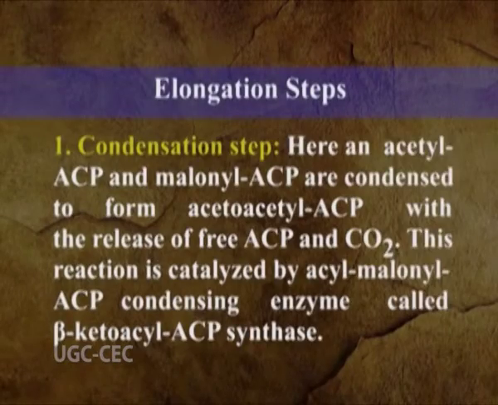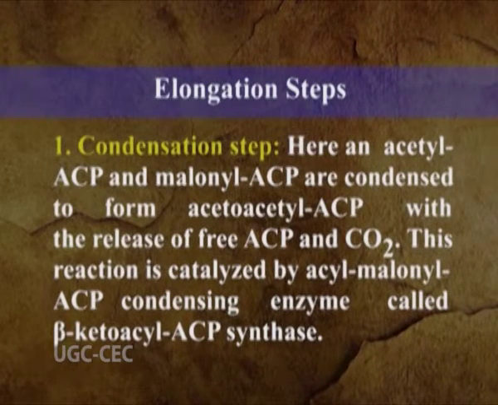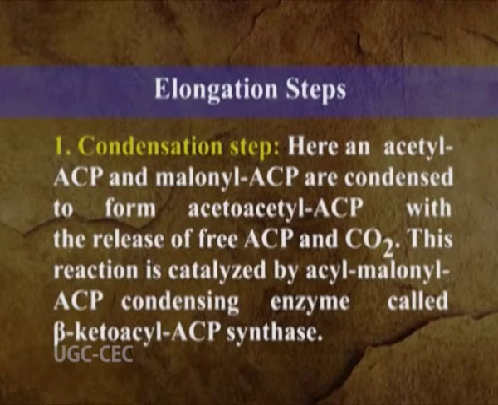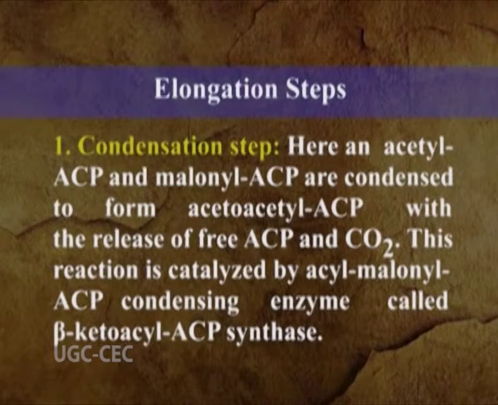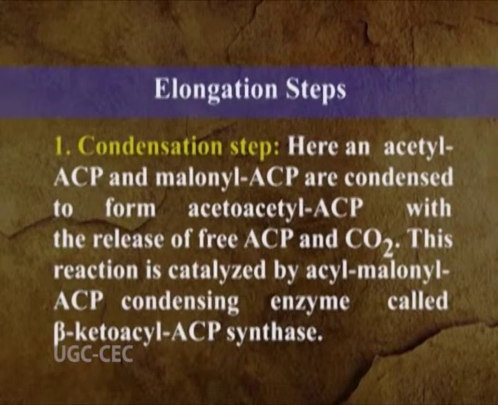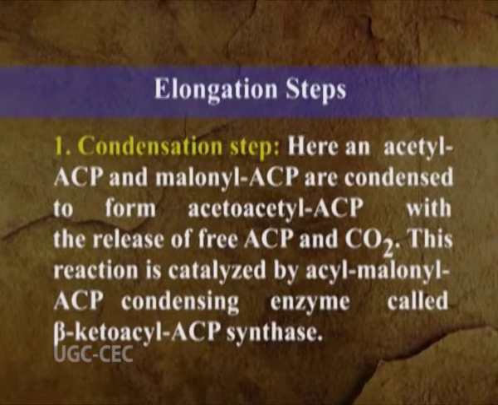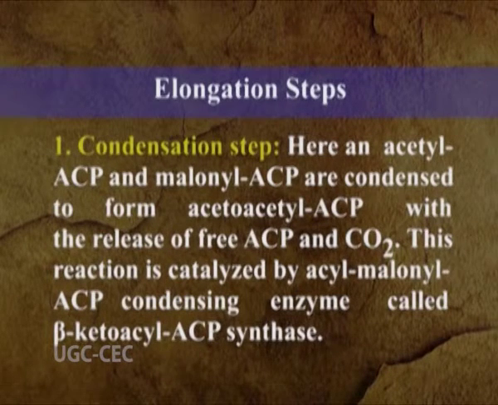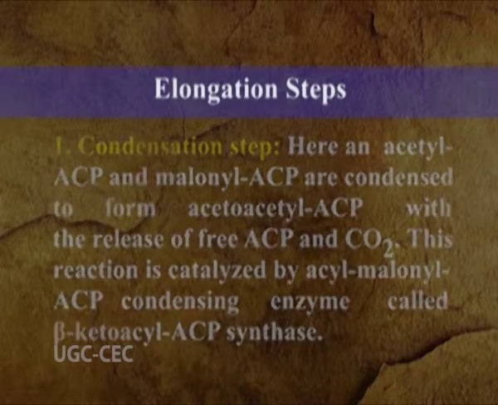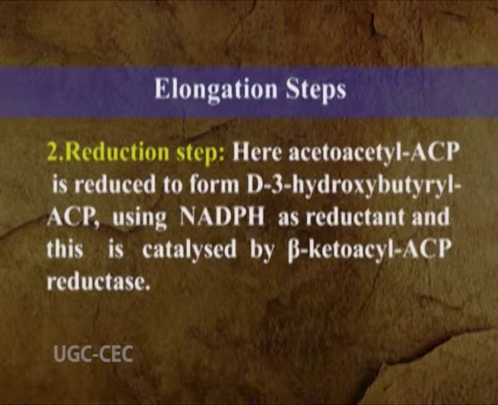First step is the condensation step. Here, an acetyl ACP and malonyl ACP are condensed to form acetoacetyl ACP with the release of free ACP and carbon dioxide. This reaction is catalyzed by the condensing enzyme beta-ketoacyl ACP synthase. Second step is the reduction step. Here, acetoacetyl ACP is reduced to form D3-hydroxybutyryl ACP using NADPH as reductant, and this is catalyzed by beta-ketoacyl ACP reductase.